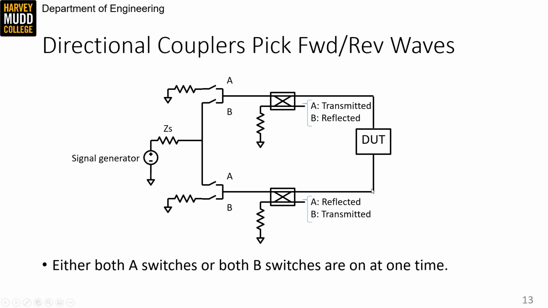The generator signal will interact with our two-port DUT, generating a transmitted wave, which will come out on the coupled port of the upper coupler, and a reflected wave, which will come out on the coupled port of our lower coupler.